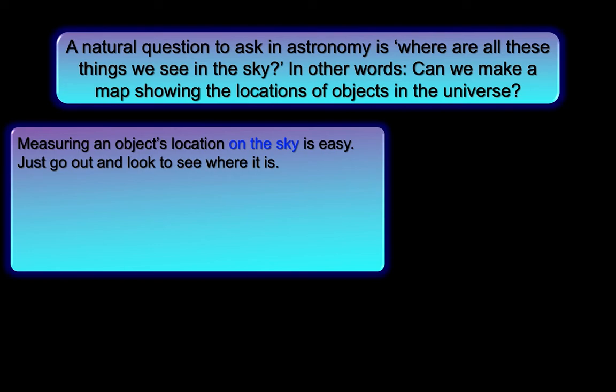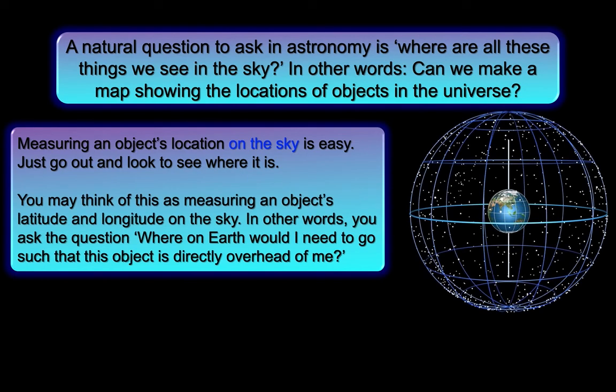All you have to do is open your eyes, look up, and see where it is. So in a way, you could think of the location on the sky as just asking the question, what would the latitude, longitude of that object be on the sky? Now, this is often referred to as the celestial sphere, where we pretend that the Earth is at the center of a big sphere. All the objects are pinned down to the inside of that sphere, and then we look, okay, where's that object on the sphere?